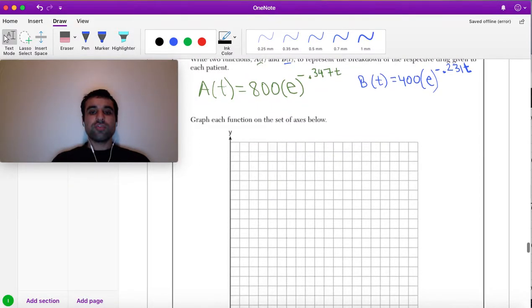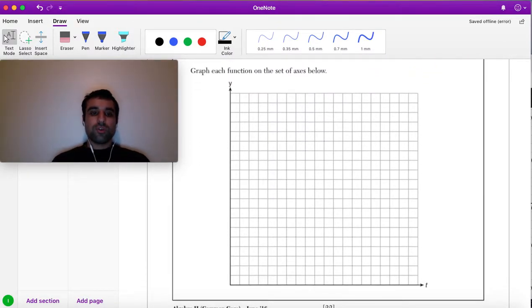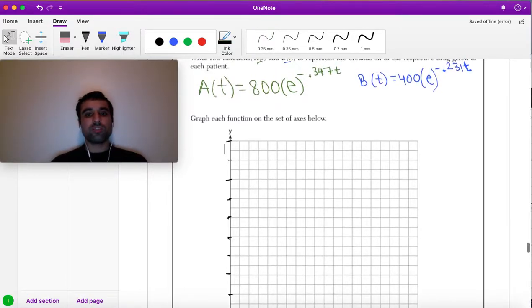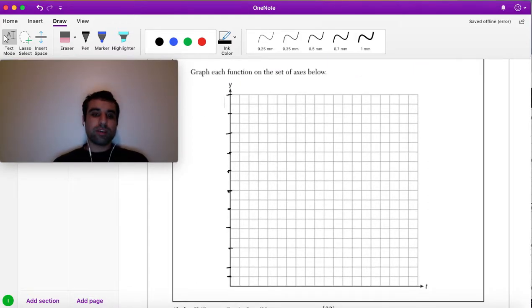Then it's saying to graph each function on the set of axes below. So first I'm going to switch back to my black marker, and I'm going to count how many spaces there are on the y-axis. If I count, there's 2 spaces, 4, 6, 8, 10, 12, 14, 16, 18, 20. Now how much would I have to make each spot worth so that I could fit 800? I'd have to make it worth at least 20. If I make each spot worth 40, that's how it'll be 800. Because if each is 40, then 2 spots are worth 80.